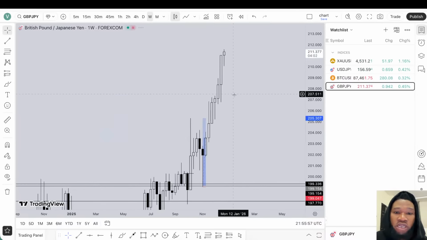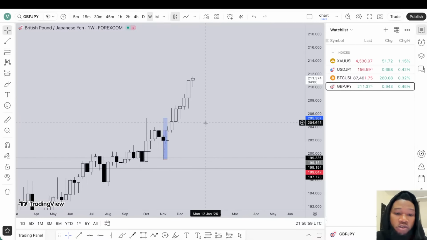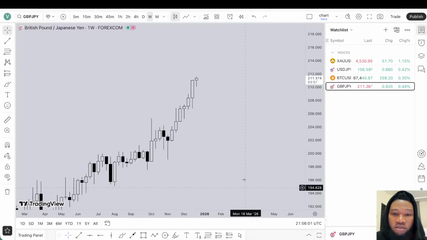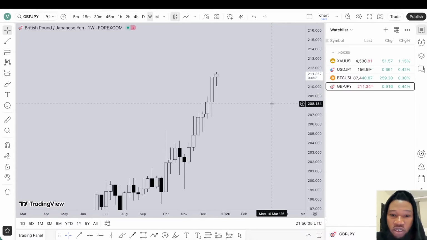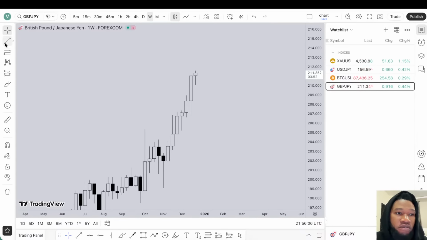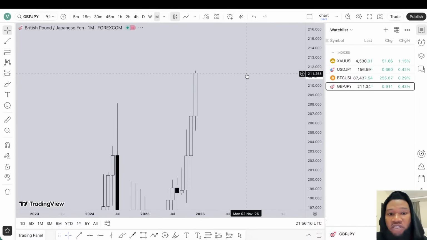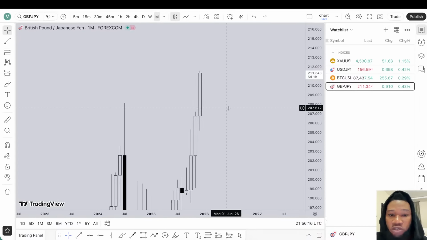Let's go to weekly. Now, looking at weekly, I'm going to clear out the chart here. Looking at weekly, the market is bullish. We have the market bullish even without saying looking for rejection and breakout. The market is bullish on weekly, and on monthly too. Everything is bullish like this, very bullish.